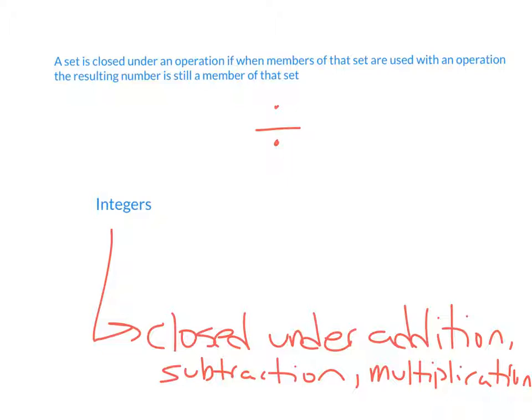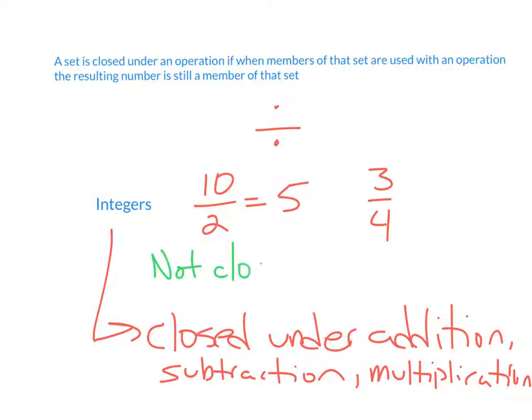So what about division? You can definitely pick some integers that when you divide them produce another integer, but for a set to be closed under that operation, it has to work every single time. So I can pick an integer like 3 and divide it by 4. That's not going to produce another integer. It's going to be a decimal. So, in fact, integers are not closed under division.